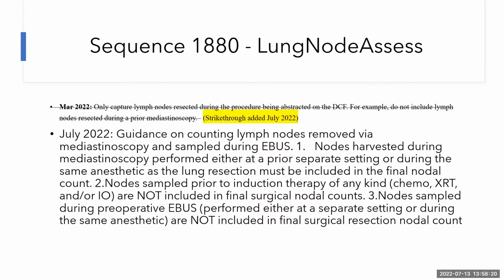I did get a question since I put this together regarding lymph nodes that are resected via VATS previous to the resection. So instead of the mediastinoscopy, the surgeon took the patient to the OR for a VATS nodal resection. Those would be counted in the same way that they are for mediastinoscopy, and I'll update the training manual for August with that direction.